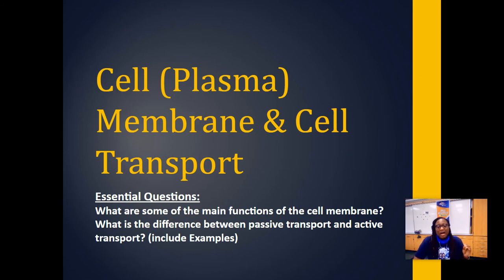Okay. So the title is the cell plasma membrane and cell transport. I have it as cell transport for short. There are two essential questions, which I just put out as essential questions on this presentation instead of just calling them EQs. The first essential question is, what are some of the main functions of the cell membrane? I'm going to give you several. You're just going to give me a few of them. And the second essential question is, what is the difference between passive transport and active transport? And I do want you to include one or two examples for each one of those.